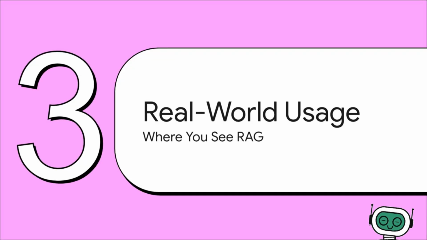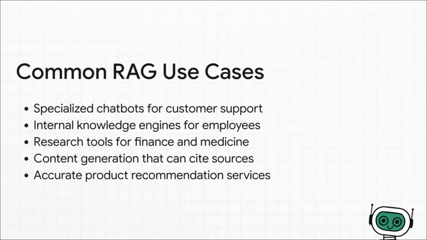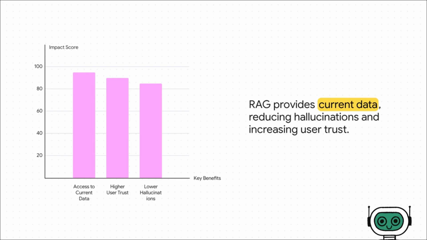And this isn't just a cool research idea. This architecture is already out there in the wild, solving some really practical problems. You see RAG powering those helpful customer support chatbots that always know the latest company policy. It's the engine behind internal search tools that let employees ask questions about thousands of documents. And it's absolutely essential for research tools in finance or medicine, where getting the facts right is critical. So the benefits are pretty clear. You give the model access to current data, and you drastically reduce the chance it'll make things up.